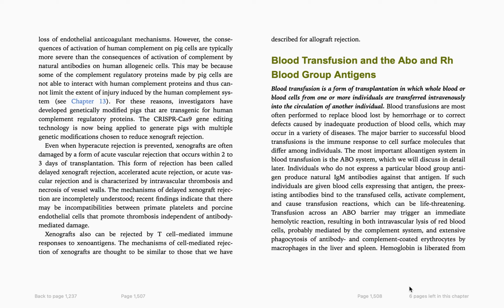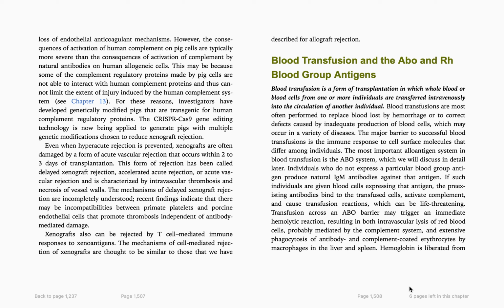The major barrier to successful blood transfusion is the immune response to cell surface molecules that differ among individuals. The most important alloantigen system in blood transfusion is the ABO system, which we'll discuss in detail later. Individuals who do not express a particular blood group's antigens produce a natural IgM antibody against that antigen. If such individuals are given blood cells expressing that antigen, the pre-existing antibodies bind to the transfused cells, activate complement, and cause a transfusion reaction, which can be life-threatening.